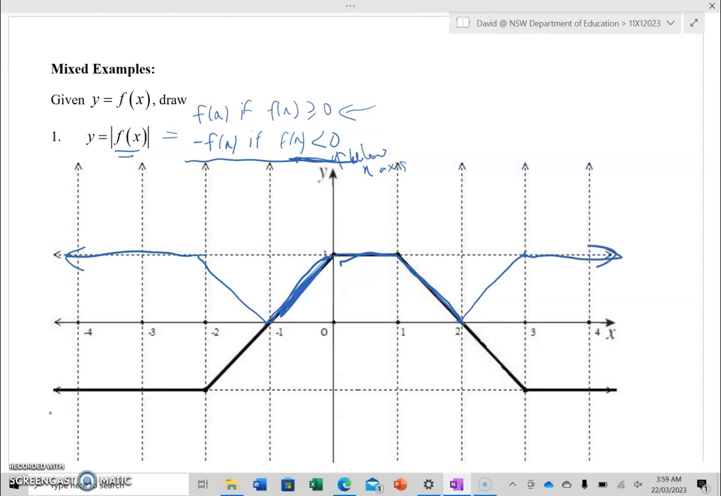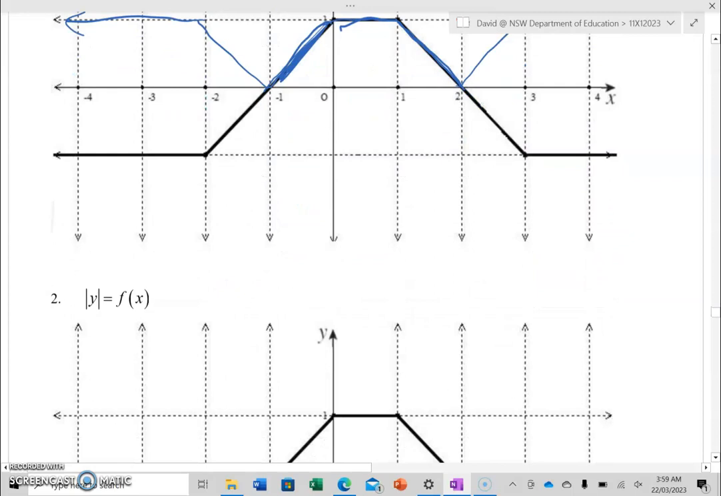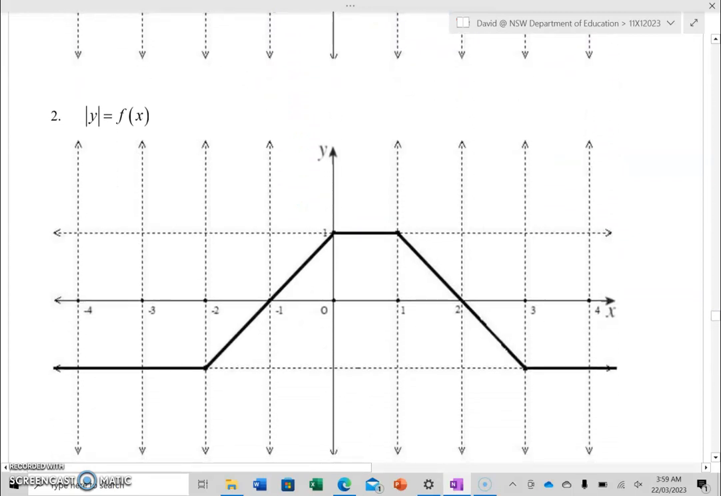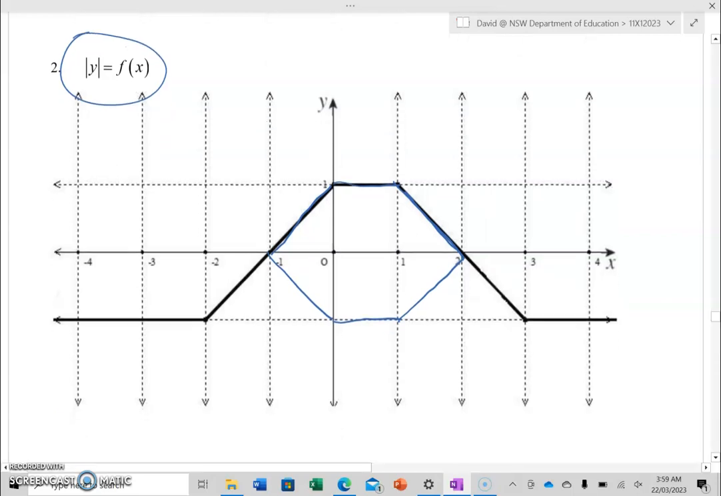Okay. That's that one. This is just the type we've just looked at. So remember, for this type, this is absolute value of y. If we are above the x-axis, we stay in the same position, and we reflect that in the x-axis. So it's going to kind of look like a hexagon type shape.